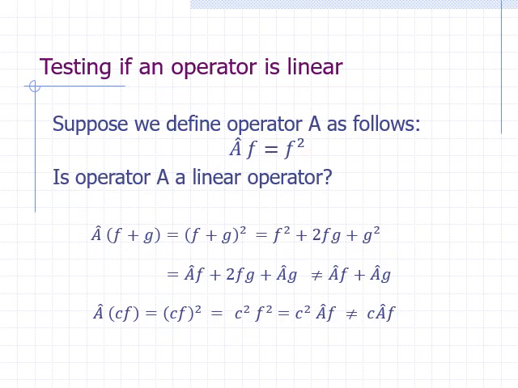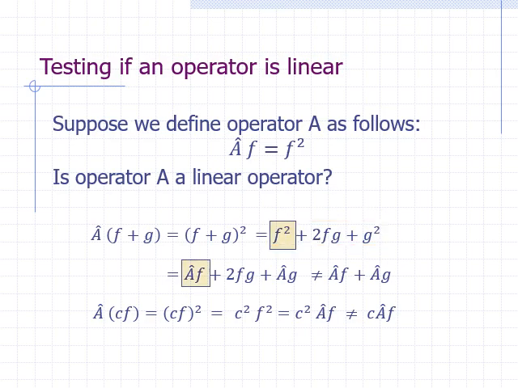Suppose we define operator A as one that squares the function that it is applied on. Is it a linear operator? Let's see if the first condition is satisfied. We apply operator A on a sum of two arbitrary functions, shown here as f and g. The definition of operator A says that we take the square of whatever we apply it to. So we take the square of f plus g. From algebra, we know that the square of f plus g is f squared plus 2fg plus g squared.